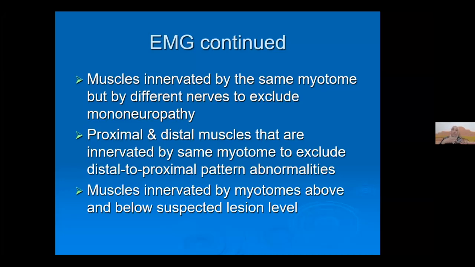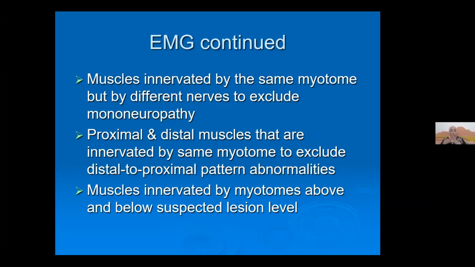So I have to test muscles supplied by the same myotome, but different nerves, to say, no, this is a radicular problem. This is a problem at the root value of the muscles, at the radicals supplying the muscles, and not at the nerve supplying these muscles, because they don't have the same nerve supply, although having the same root value.